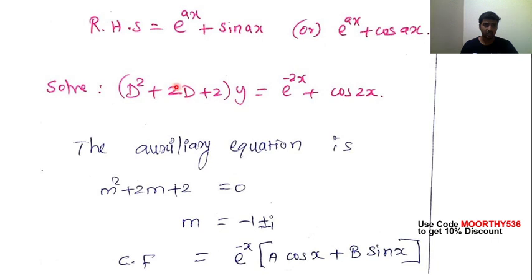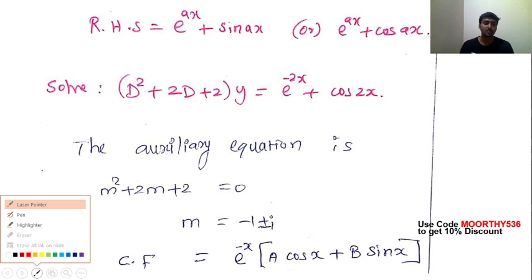Instead of D, we are replacing m. So m square plus 2m plus 2 is equal to 0. Here we need to identify the root. There is no shortcut method available to identify the root value, so we are using the minus b plus or minus format.